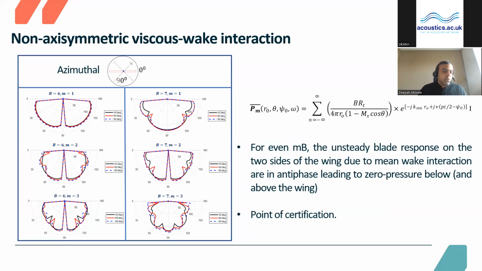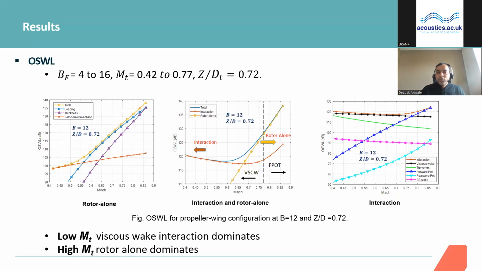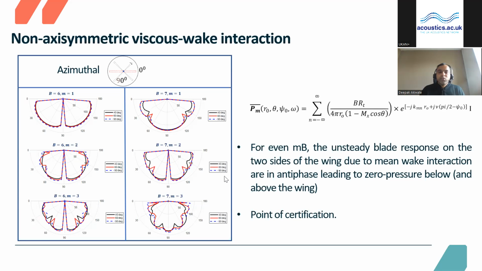So until now, what we looked at is an axisymmetric field. That means we didn't look at the directivity as such, but we want to look at the directivity of the wake interaction noise source, because over here we can see the wake interaction noise is one of the dominant noise source mechanisms, which needs more attention. So for that, we looked at the directivity of the wake interaction noise source in the azimuthal direction for even and odd blade numbers, that means blade number 6 and blade number 7.